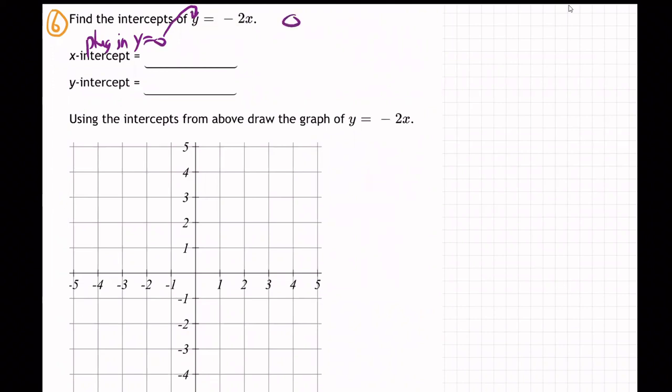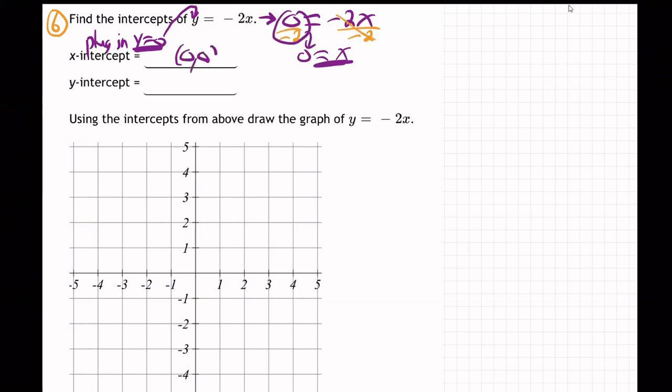So I'm going to take this equation and plug in y equals 0. So what do I get? 0 equals minus 2x. And then you solve for x. How do we solve that equation for x? Well, we're going to divide both sides by negative 2 to get x alone. And so what is 0 divided by negative 2? Well, that's just 0, right? 0 divided by anything is just 0. You check it on your calculator. So we got x equals 0.